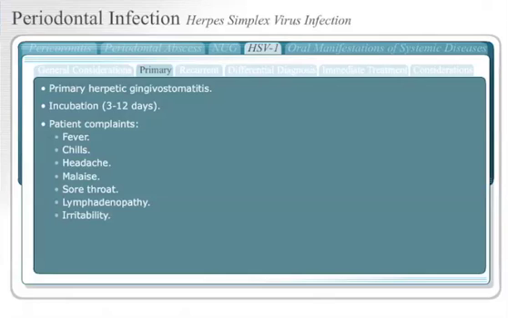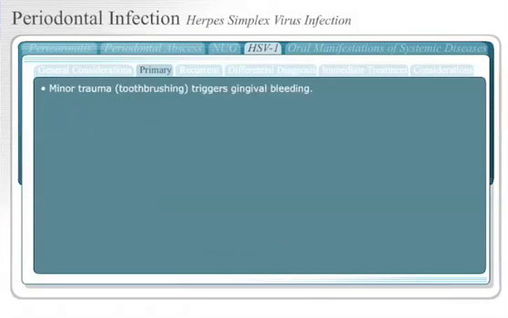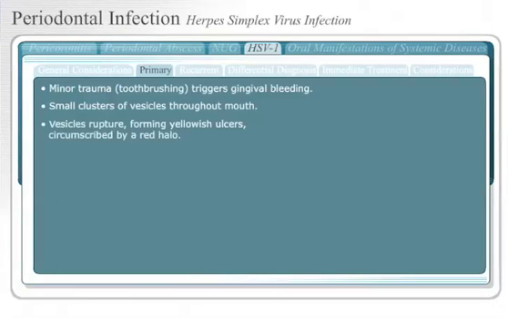1 to 2 days after symptoms develop, the marginal gingiva and interdental papillae become characteristically edematous and tender. Minor trauma, for example toothbrushing, triggers gingival bleeding because of capillary fragility and increased permeability. Small clusters of vesicles soon erupt throughout the mouth. The vesicles quickly rupture, forming yellowish ulcers that are circumscribed by a red halo.